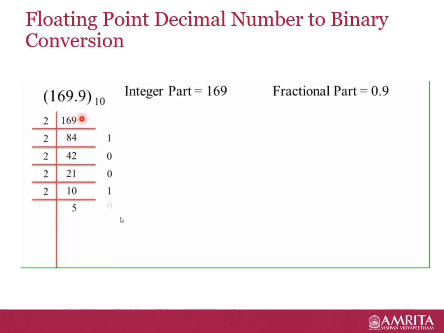So here 169 is divided by 2 to obtain a quotient of 84 and a remainder 1. It is again divided by 2 to obtain a remainder of 0 and a quotient of 42. And finally, the binary equivalent of the decimal number 169 is nothing but these remainders put in the reverse order, which is 1 0 1 0 1 0 0 1 to the base 2.